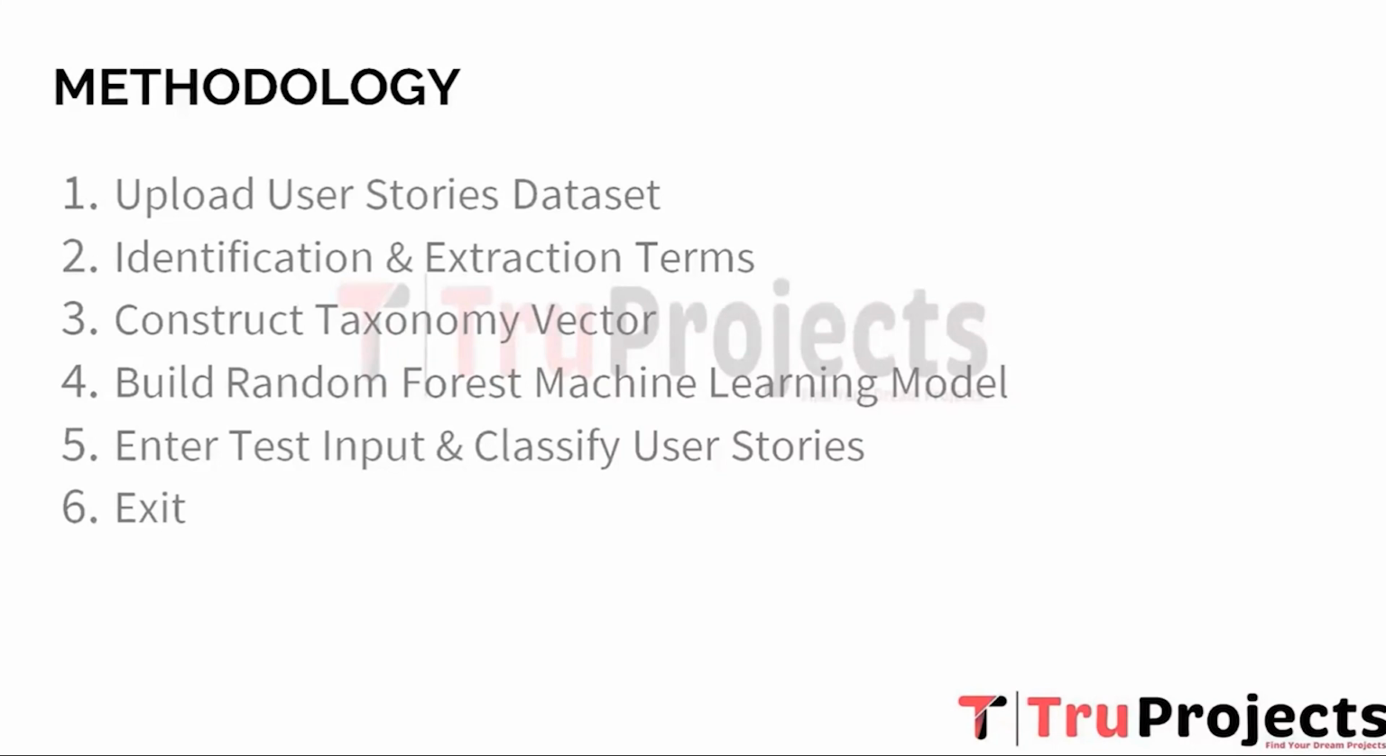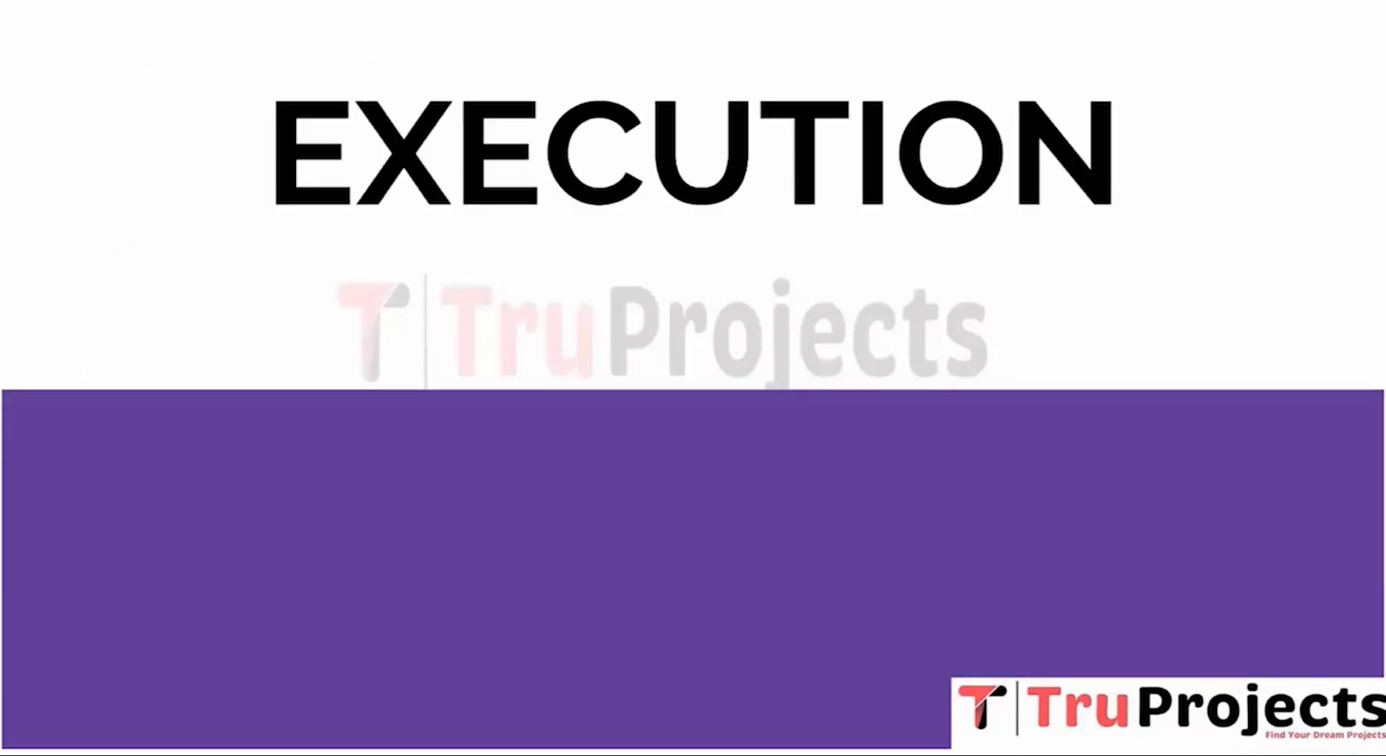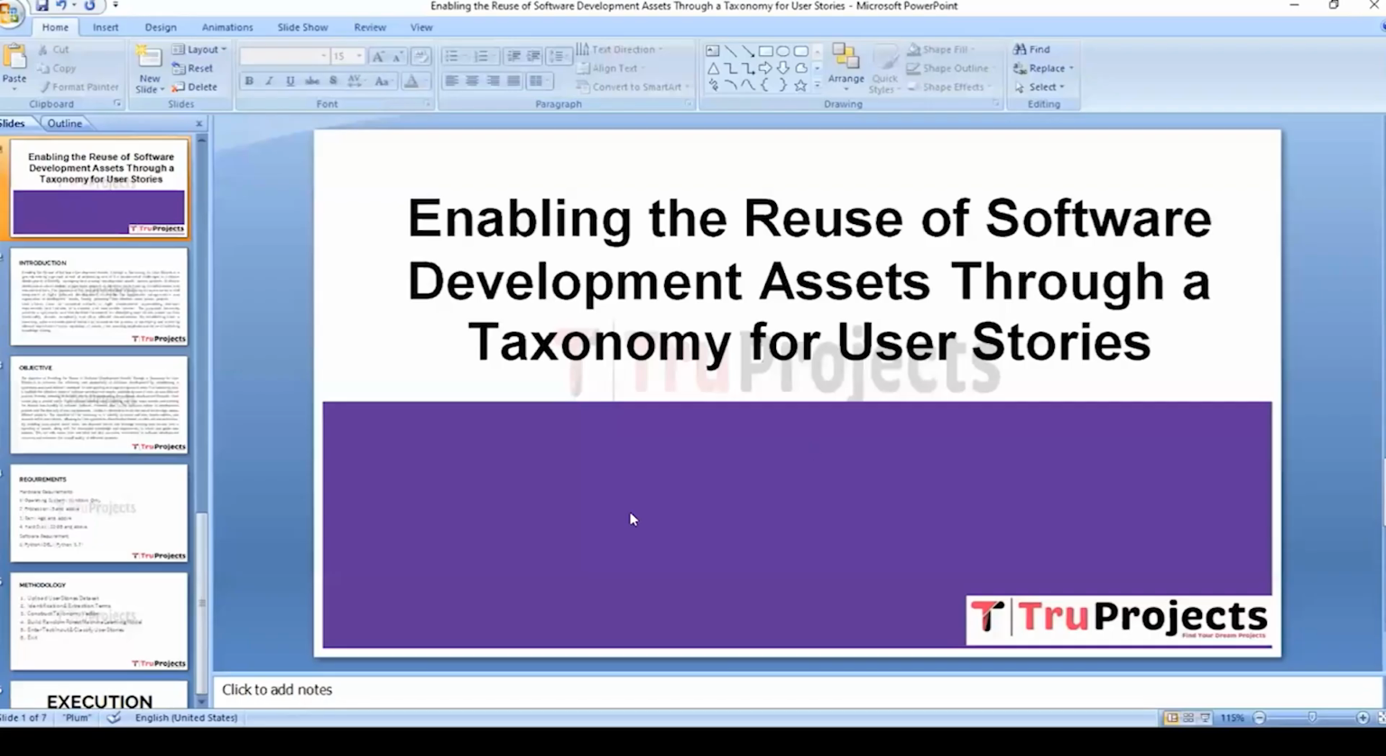Sixth, exit. After classifying the user story, the process concludes and the system exits. The output of the classification is available for further analysis and decision making in software development projects. So now coming to the execution part. To execute the project, first we need to open the code folder.